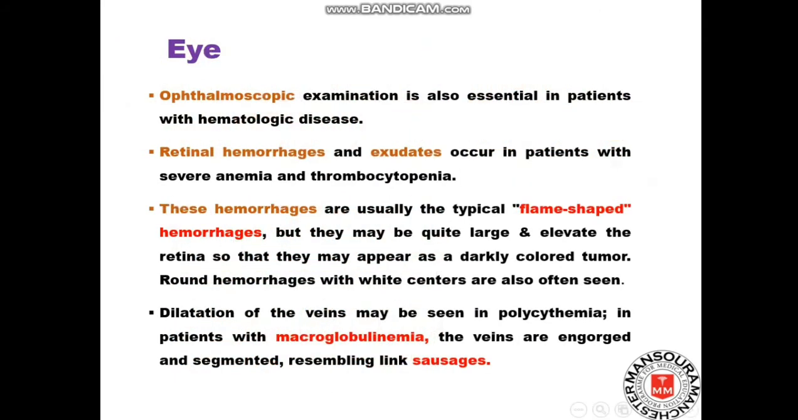Eye examination, ophthalmoscopic examination, is also essential in patients with hematologic disease. Retinal hemorrhages and exudates occur in patients with severe anemia and thrombocytopenia. These hemorrhages are usually the typical flame-shaped hemorrhage, but they may be quite large and elevate the retina so that they may appear as a darkly colored tumor. Round hemorrhages with white centers are also often seen. Dilatation of the veins may be seen in polycythemia and in patients with macroglobulinemia. The veins are engorged and segmented, resembling link sausage.